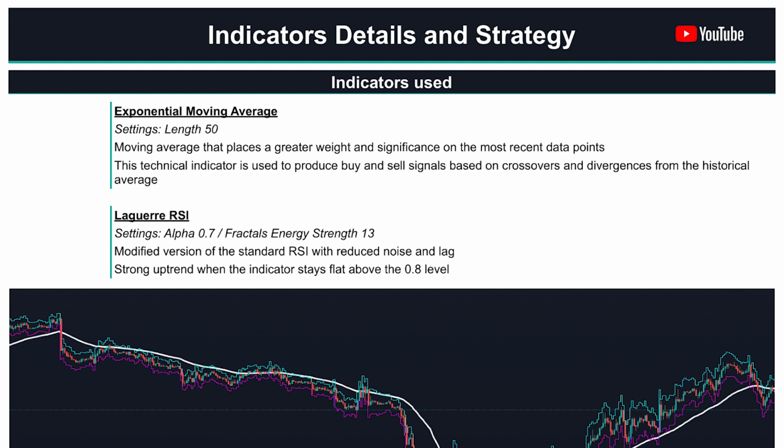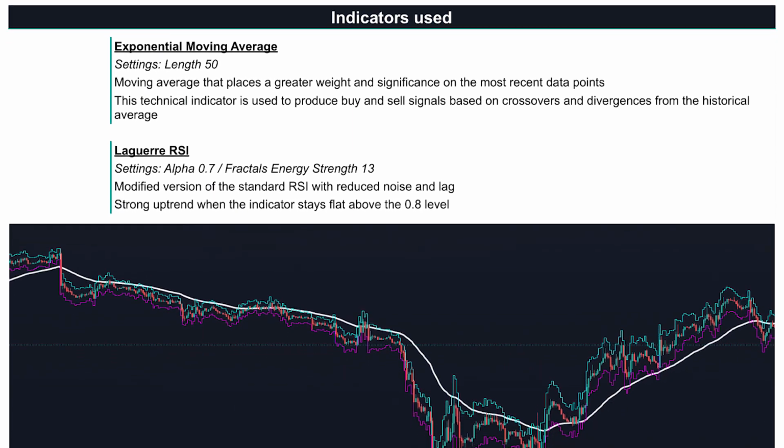Now, the second indicator we're going to be using is the Laguerre RSI, which is a modified version of the standard RSI with reduced noise and lag. The indicator is also more responsive to price and has fewer whipsaws. The idea is to buy when the indicator crosses above 0.2 and to sell when it crosses below 0.8. You may have a strong uptrend when the indicator stays flat above the 0.8 level, and the opposite is true when it stays flat below the 0.2 level.